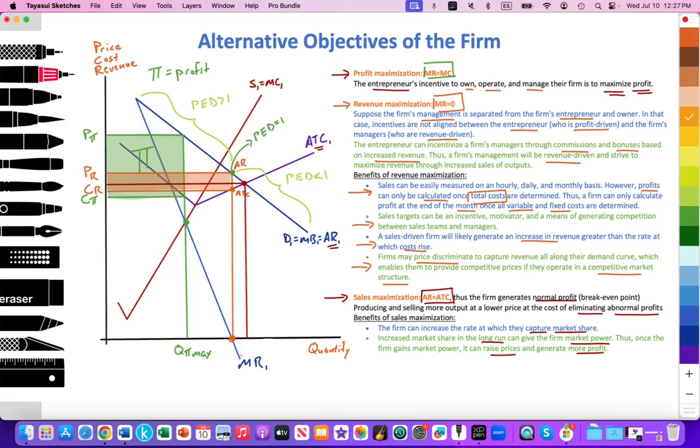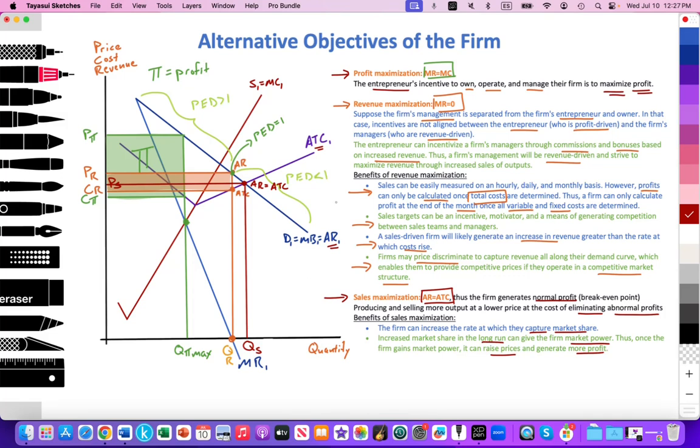So let me also label this. This is quantity at revenue maximization, and the red line is highlighting quantity at sales maximization. Here we have price. It's running out of space. I'll just put it here. Price at sales. And at price at sales, AR equals ATC. At that point, AR equals ATC. The firm is generating normal profit, but you get more output.